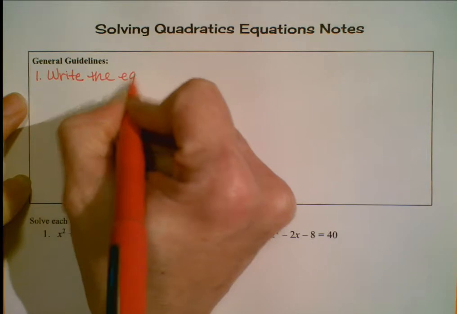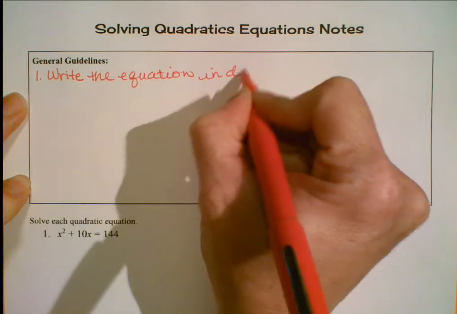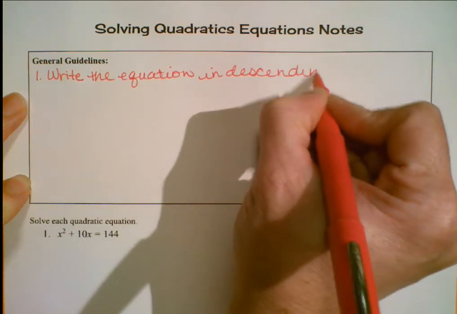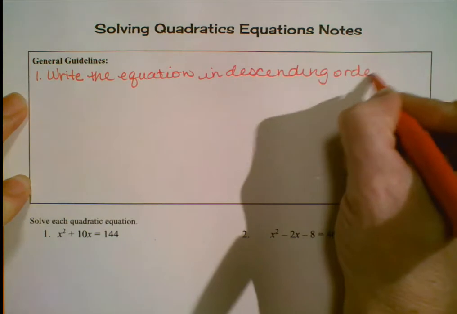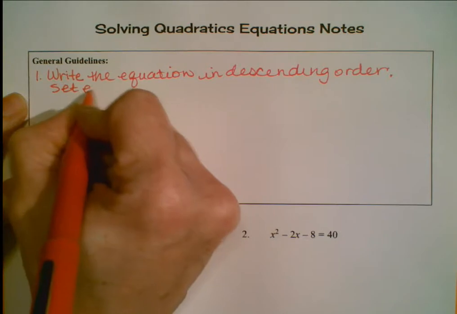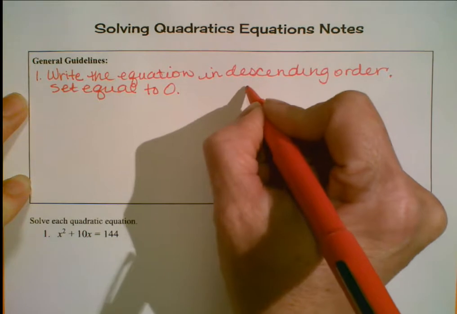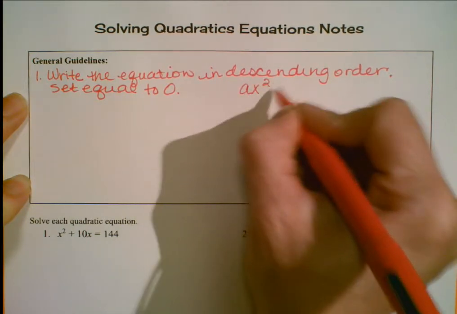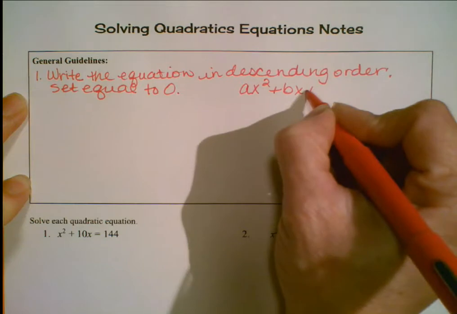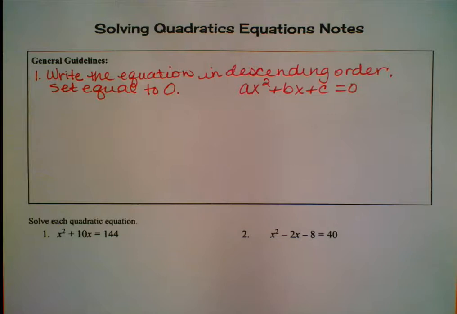So you're going to be given some equation. We want to write the equation in descending order, and we do that according to the exponents. And we want it set equal to 0. Which means you're going to end up with something of the form ax squared plus bx plus c equals 0. Keeping in mind that a, b, and c are not always positive numbers. They could be negative values, but they will be integers of some sort.